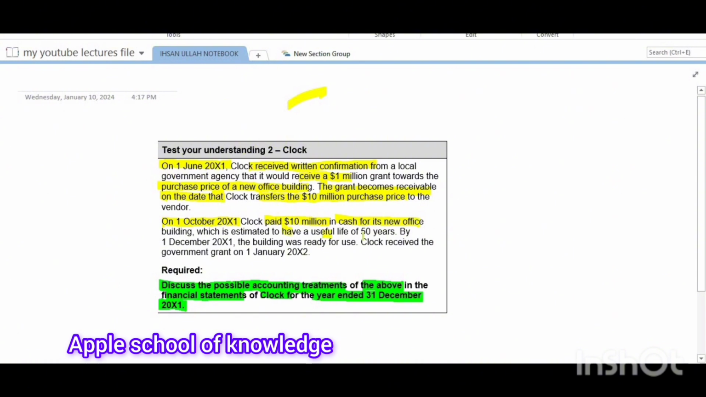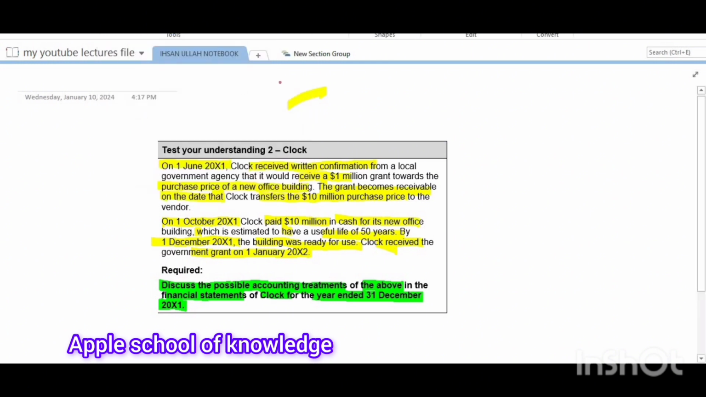Now, the estimated useful life is this one. By 1st December 2001, the building was ready for use. It means that it's now depreciable. When it's ready for use, then it's depreciable. And Clark received a government grant on this. Let's do this question.